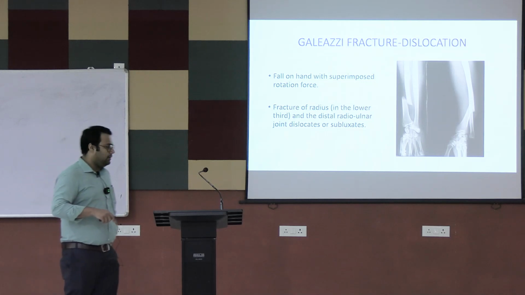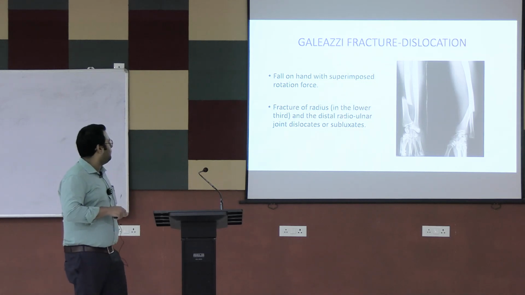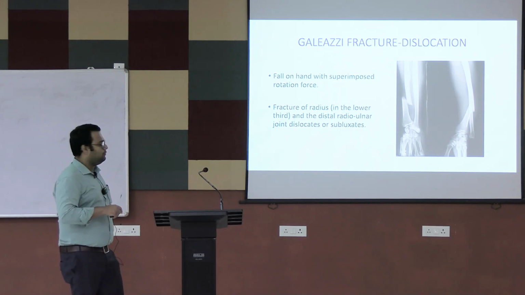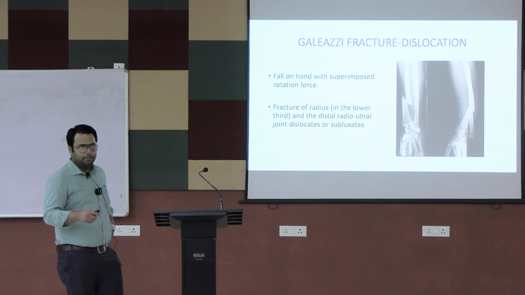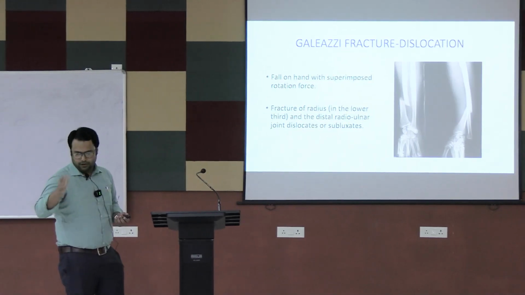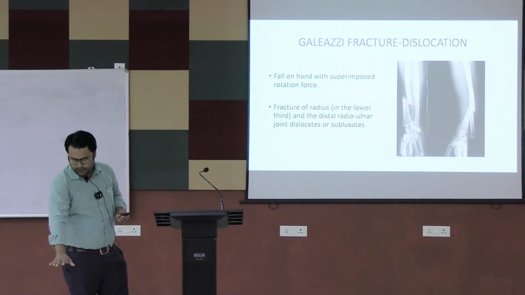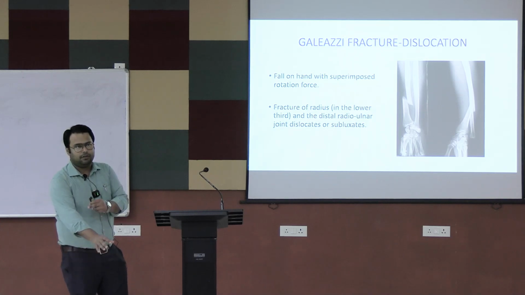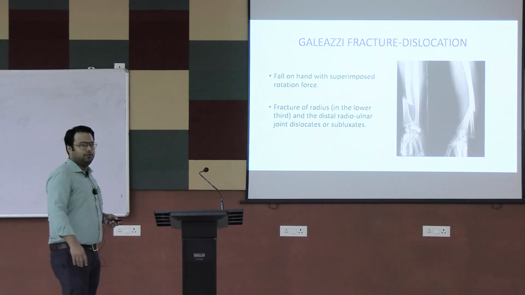Okay. So again, the mechanism: it is mainly caused by a fall on an outstretched hand with superimposed rotation force. So when you are falling with an outstretched hand and there is a rotational force, that causes fracture of one bone and dislocation of the radioulnar joint.